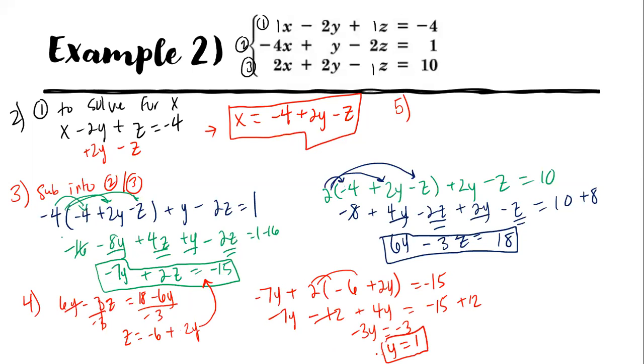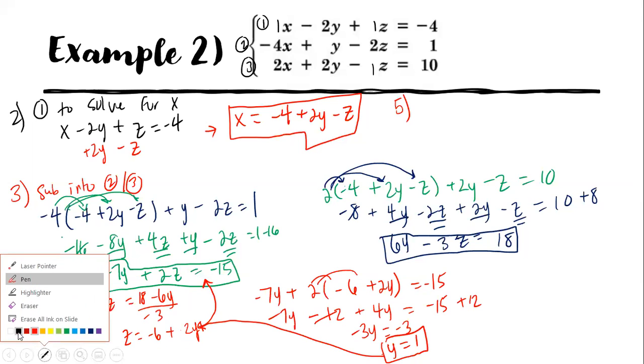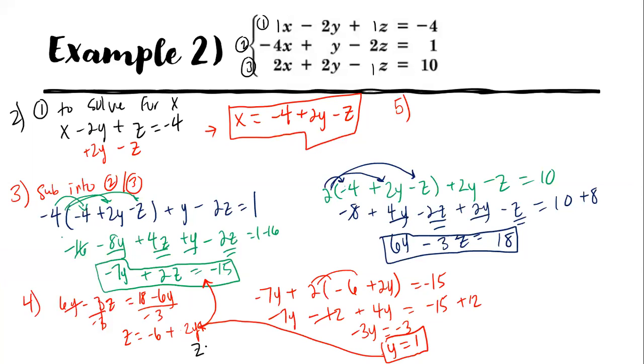And we can take the value of y and plug it in here and find what z is. So we plug in there. And we end up that z equals -6 plus 2 times 1. And that's -6 plus 2, which equals -4. So now we have z.